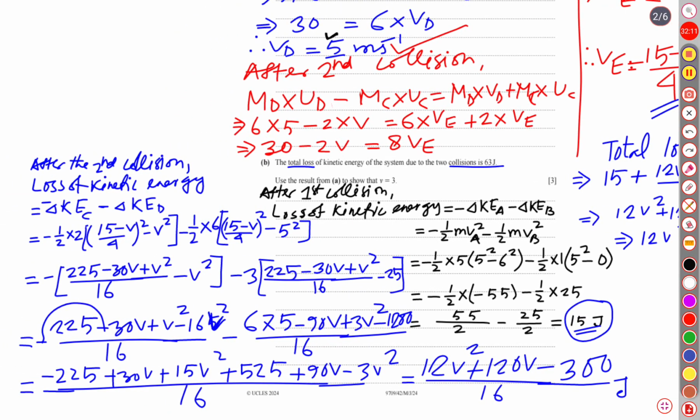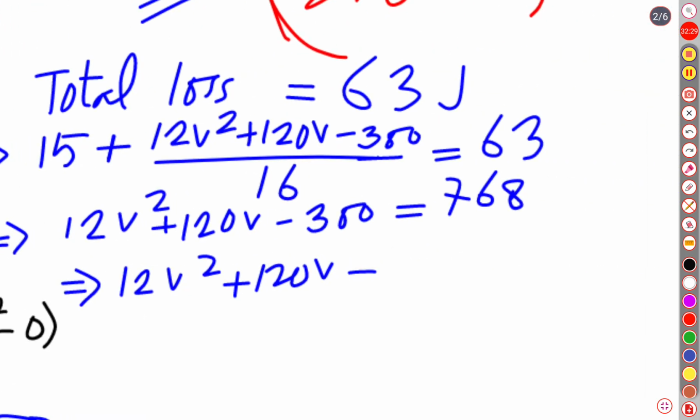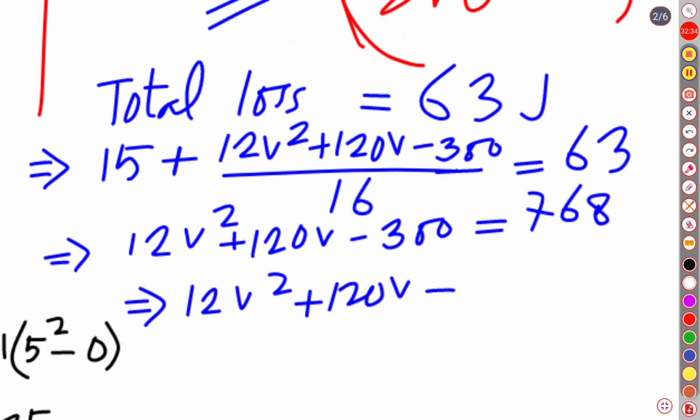Negative 225. Yes, it was. Look at this. These are the two quantities. From 525, if you subtract negative 225, it is a positive symbol. So it's positive 300 instead of negative 300. Yes. So it was positive 300. Now, if we subtract 300 from 768, it is going to be 468 equal to 0.